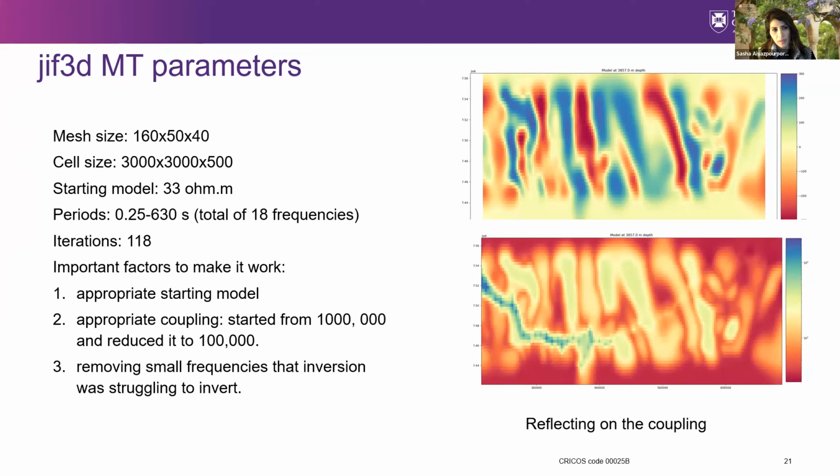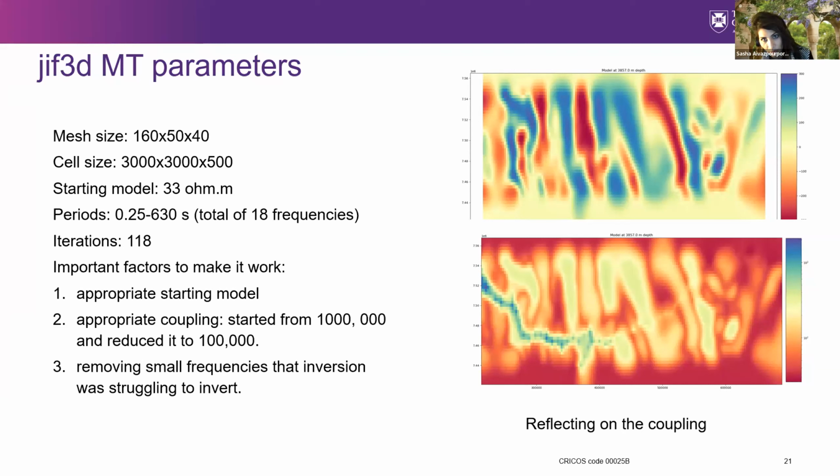The starting model, I got lucky because Janelle has done inversions on this line. Otherwise, in such a short time, I got over gravity myself, but I couldn't really do it without their help. 33 ohm meter did, I don't know, some magic.